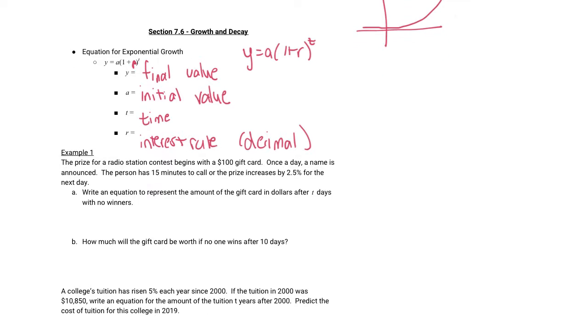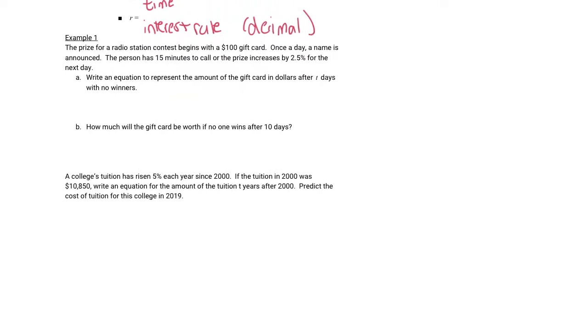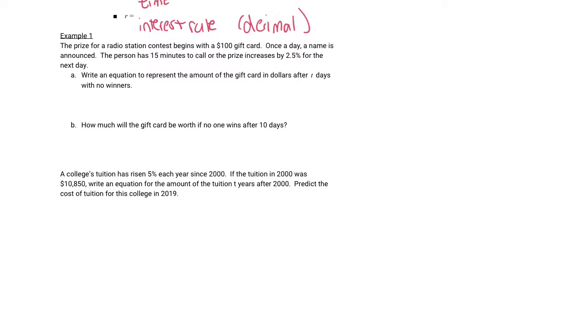All right, let's put what we've learned here to good use. Just as a word of caution here, there's not a whole lot of work to show. I'm going to write the full equation down, and then we'll talk through the calculator buttons that you'll want to use. All right, a prize for a radio station contest begins with a $100 gift card. Well, that tells us right there, A, our initial value, is $100. Once a day, a name is announced. The person has 15 minutes to call, or the prize increases by 2.5%.